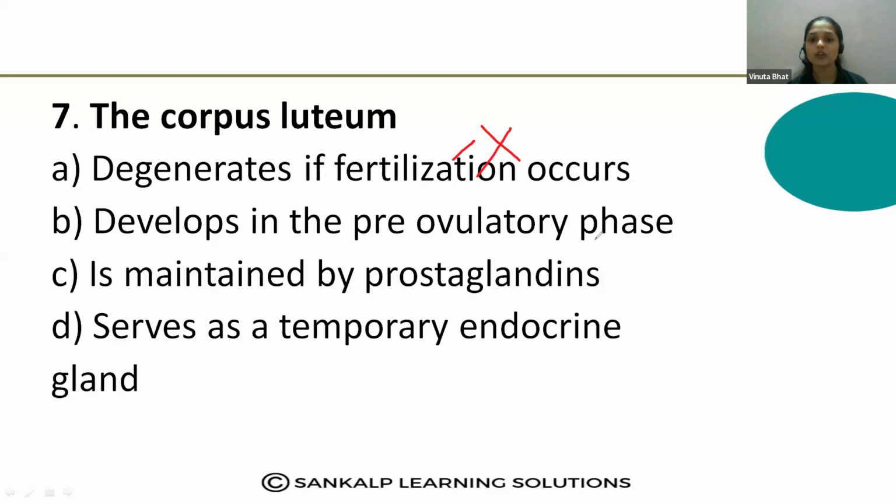Develops in the pre-ovulatory phase. It is not developed in the pre-ovulatory phase. It is developed after the release of the ovum, right? So after the ovum is released, the corpus luteum is generated, right?